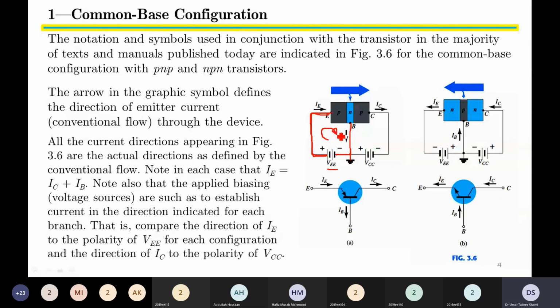ये सारे मानते हैं इस बात को? Do we understand this point? Yes, sir. Okay, so we have now forward biased base emitter.